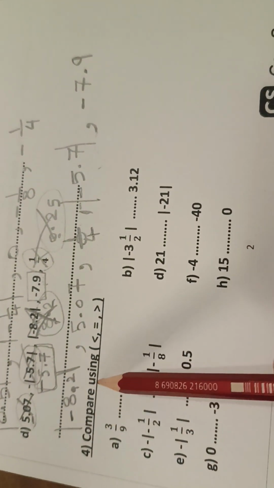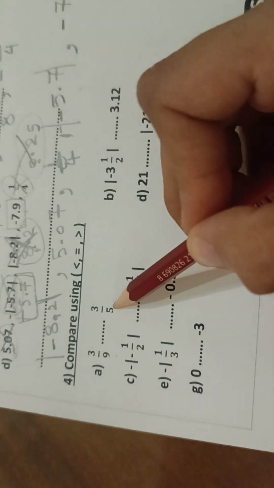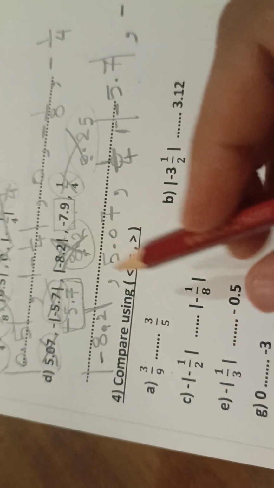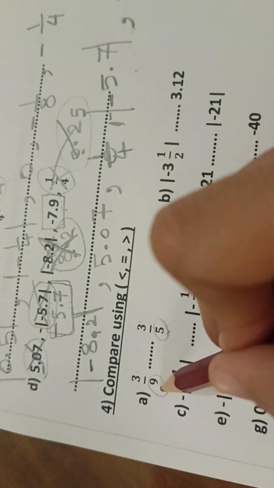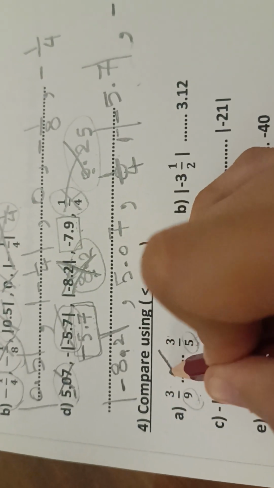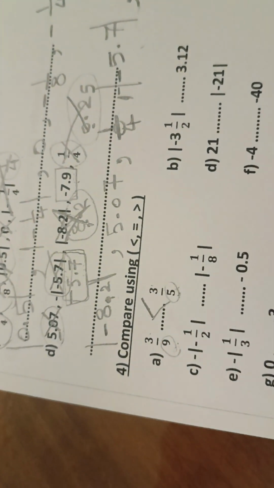Question number 4, compare using greater than, less than, or equal. 3 over 9 and 3 over 5. I have here two fractions with like numerator. Up is the same, look down; down is the opposite. It will say that 5 is greater than 9, so 3 over 5 is greater than 3 over 9.